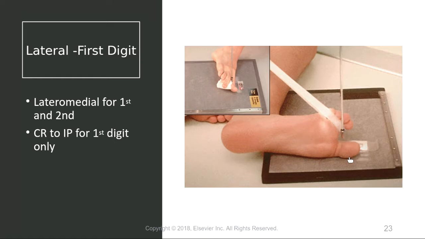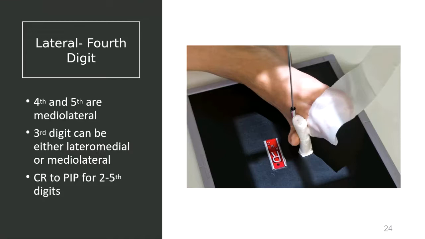Okay, it's going in the lateral aspect, exiting the medial aspect. So it's a lateromedial lateral for the first and second digit, and the central ray is to the interphalangeal joint for the first digit. For digits 2 through 5, it's to the proximal interphalangeal joint. Okay, so first and second digit is a lateromedial projection.